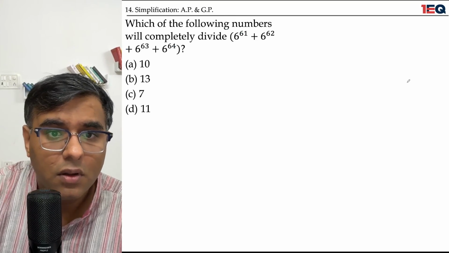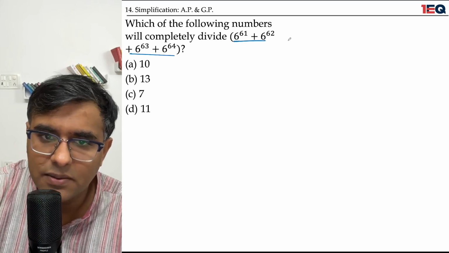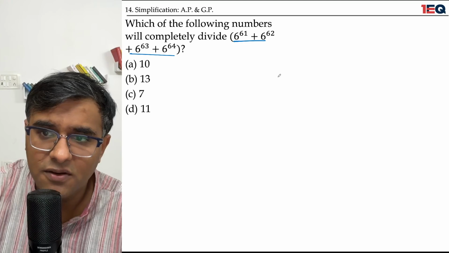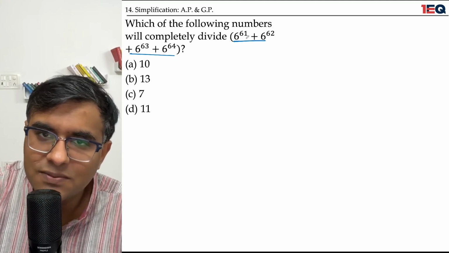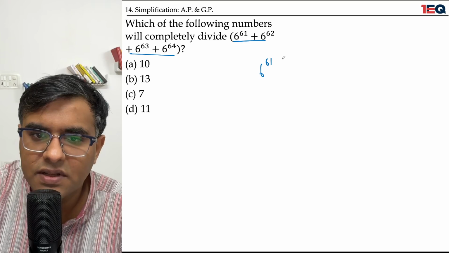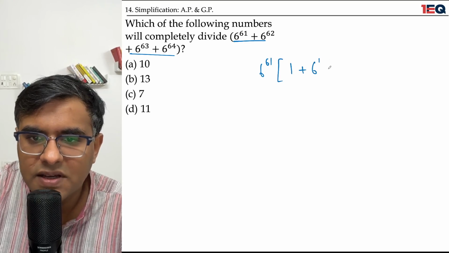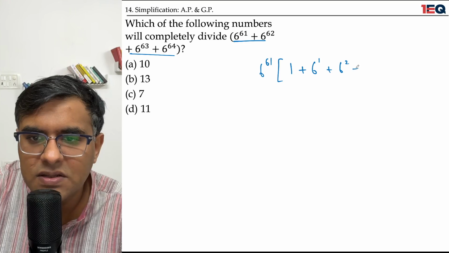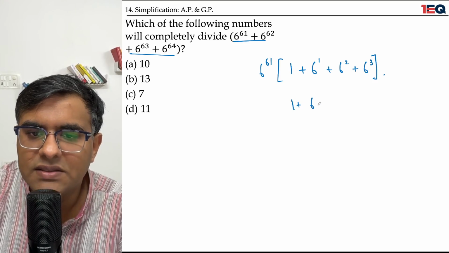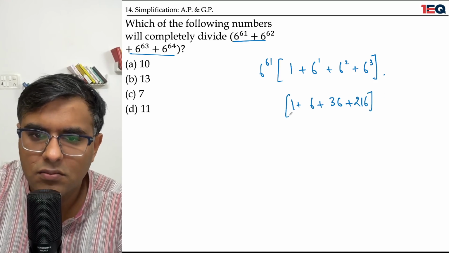Moving ahead, which of the following numbers will completely divide 6 raised to power 61 plus 6 raised to power 62 plus 6 raised to power 63 plus 6 raised to power 64? So the smallest power can be taken out common, and the rest of them can be left behind. 6 raised to power 61 is taken out as common, so we'll be left with 1 in the first place, 6 raised to the power 1 in the second place, 6 raised to the power 2 in the third place, and 6 raised to the power 3 in the fourth place. Now this is 1 plus 6 plus 36 plus 216.